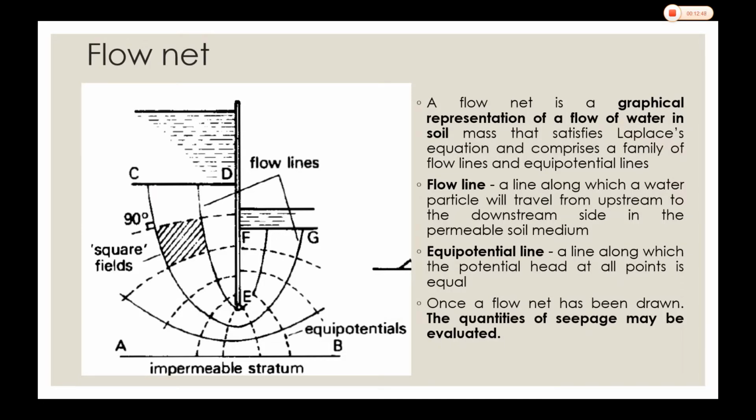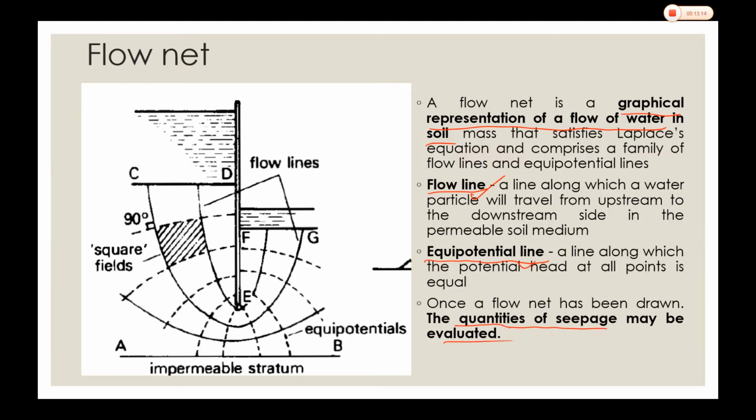Okay, so normally we use the flow net. Flow net is the graphical representation of the flow of water in soil. Based on the flow net, we have the flow lines and also the equipotential lines. Once we have the flow lines and equipotential lines, we can determine the quantity of seepage.